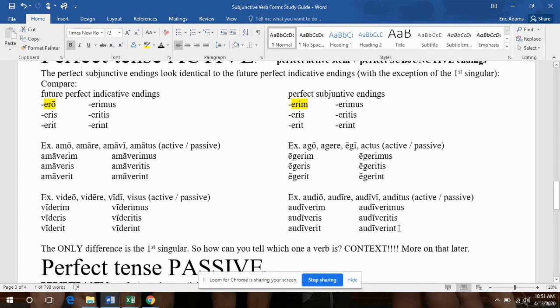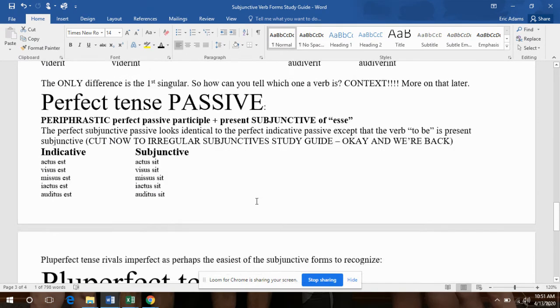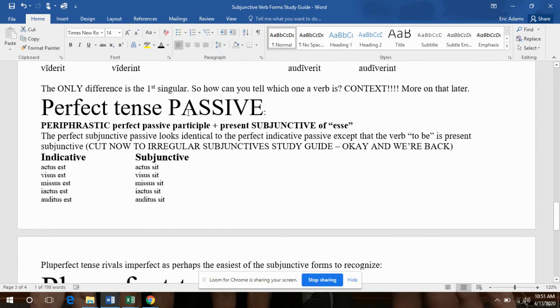So, once again, if you were to look at all of these forms, every single one except for first person singular could be either one out of context. It's when you put it in context that you will know. And then, of course, for the perfect passive, you just have to know the forms of, instead of sum, sumus, estis, sunt that you would have for indicative, you have sim, sis, sit, simus, sitis, sint for the subjunctive.